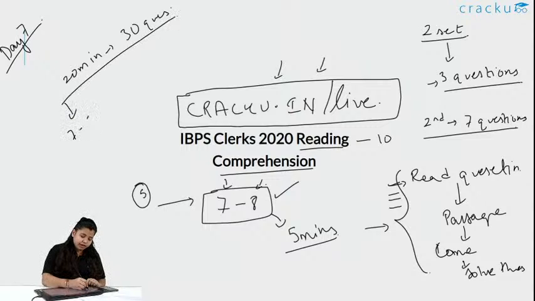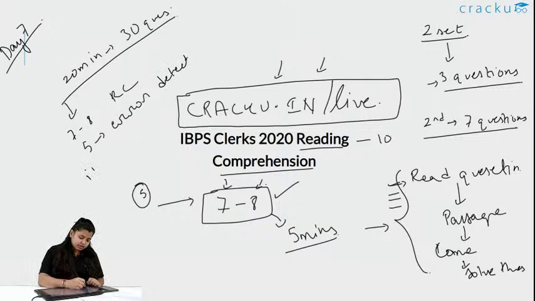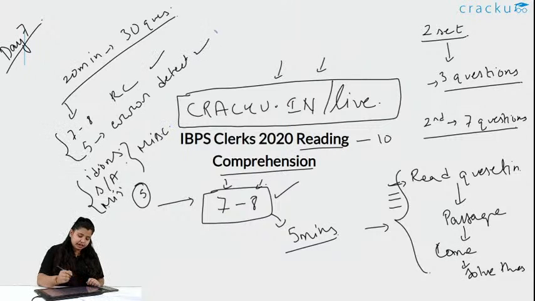There are 7 to 8 questions from RC first. After that you get 5 questions from error detection. Sometimes there are idioms, synonyms, antonyms and misspells. Again this comes under miscellaneous questions, but these 2 question types are definitely there.